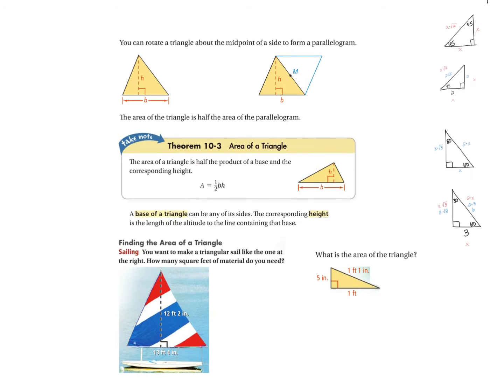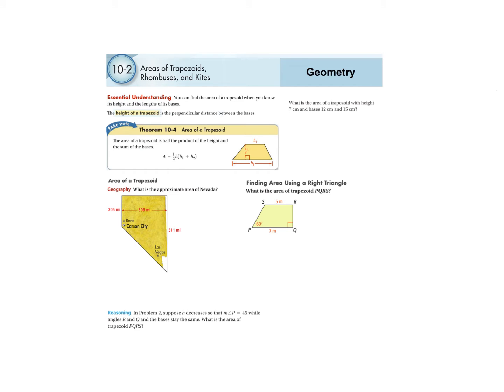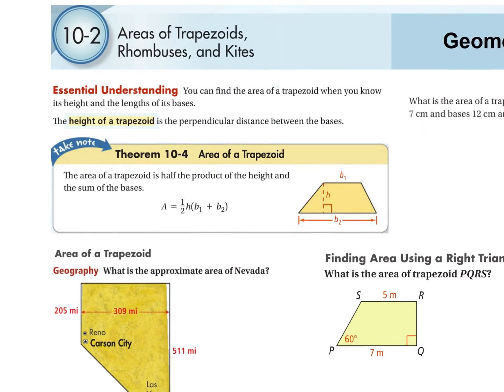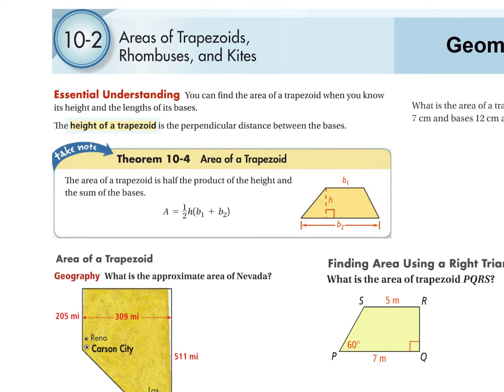Okay, now that I wasted 6 minutes of your time, let's get in. All right, so before we actually get into 10.2, I want to do the actual lesson. Here it goes. So we have area of a trapezoid, rhombuses, and kites today.